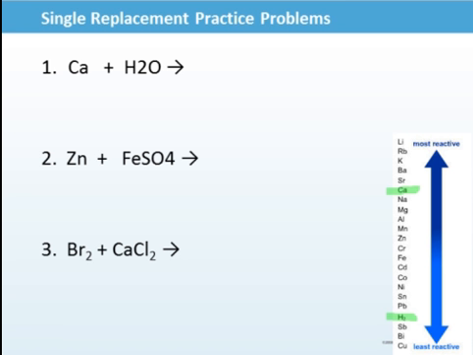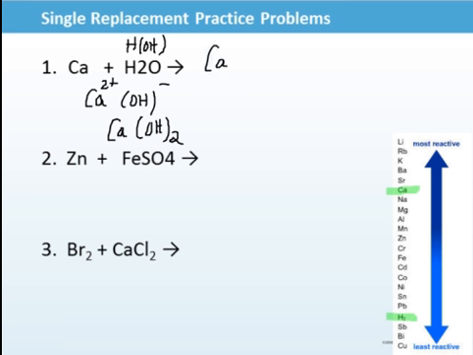Calcium is one of those metals that's in group 1 or group 2, which means it's going to react with water as if it's hydrogen hydroxide. So calcium is going to form a bond with hydroxide. Calcium has a 2+ charge. Hydroxide has a -1. So when we crisscross and reduce, we get CaOH2.